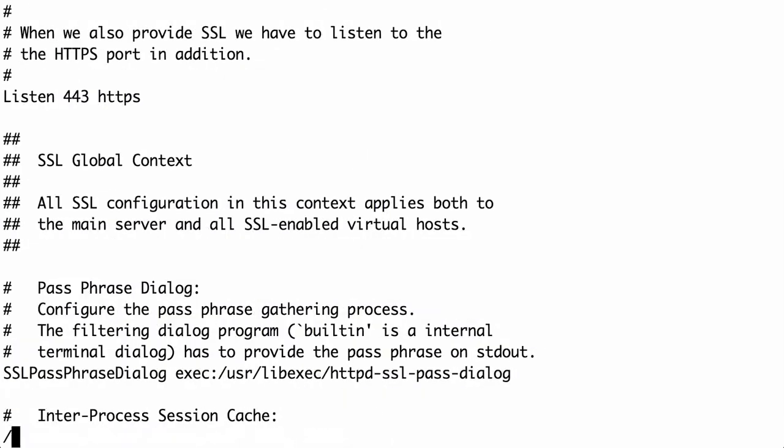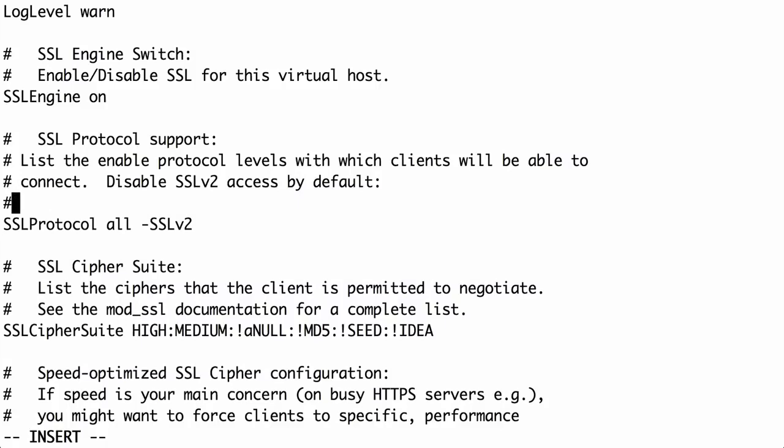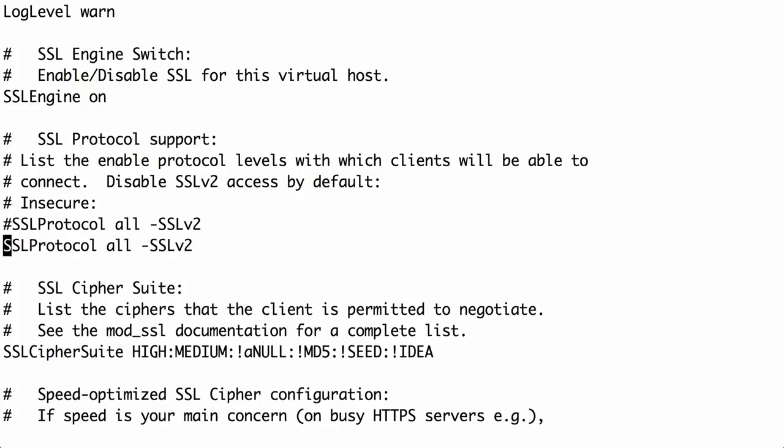Now I'm looking for the SSLProtocol line here. And when we get here, I'm just going to put in a comment. By the way, comments start with a # in this particular file. I'm just going to say, this is the insecure version, and I'm going to comment out that insecure version. I'm actually going to make a copy of that line and add just one more bit of information here, and that is to disable SSLv3. So we'll go ahead and save that.